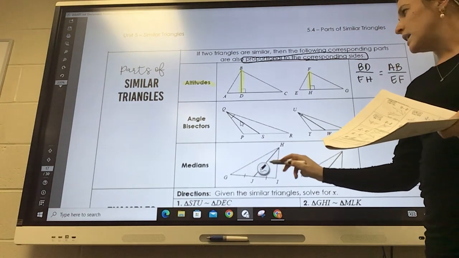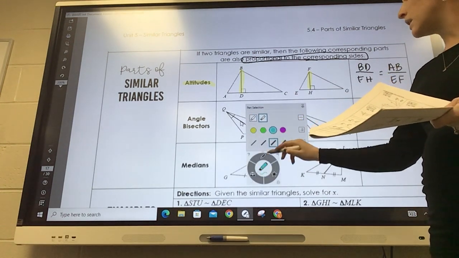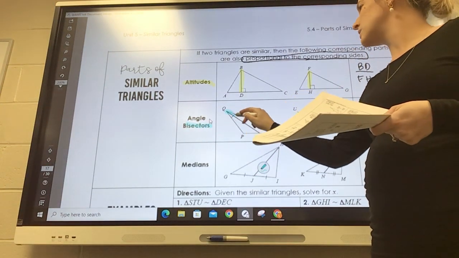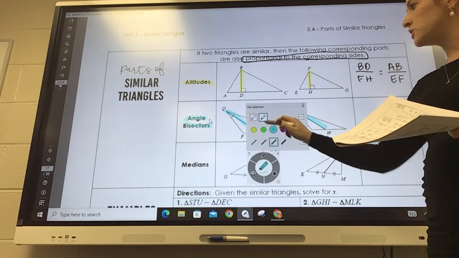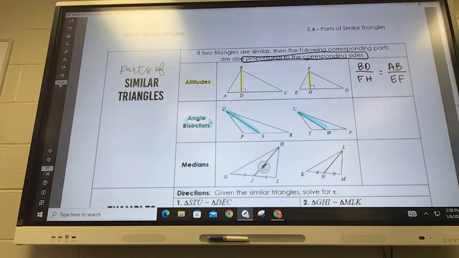Now, an angle bisector is also a line coming out of that top vertex angle. But instead of coming down at 90 degrees, it just splits your top vertex angle into two congruent angles. So I'm going to use that angle bisector for my first proportion. My first angle bisector is QS, and the angle bisector on the other triangle is UW. So that's one fraction of my proportion.